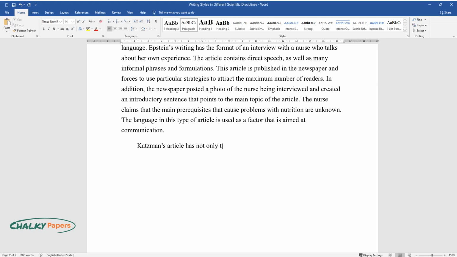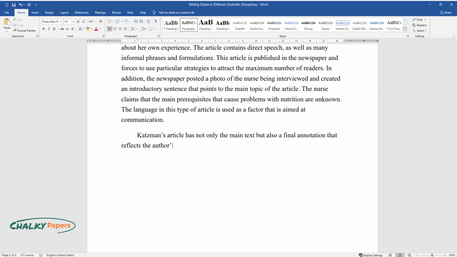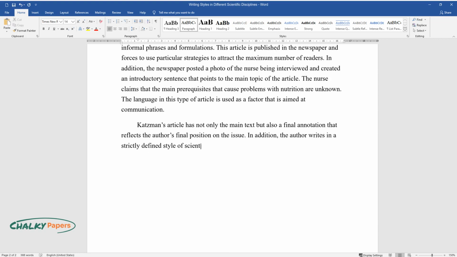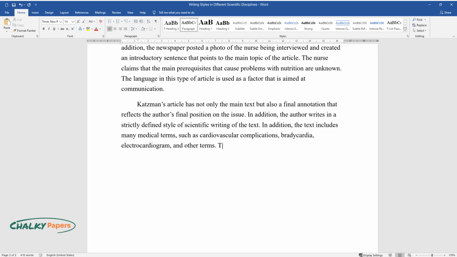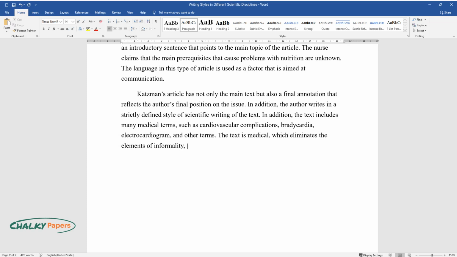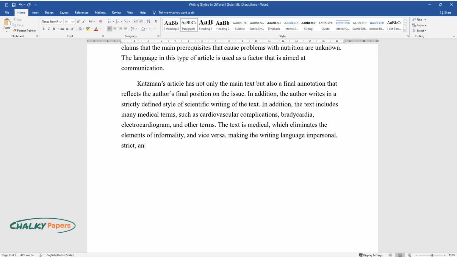Katzman's article has not only the main text but also a final annotation that reflects the author's final position on the issue. In addition, the author writes in a strictly defined style of scientific writing of the text. In addition, the text includes many medical terms, such as cardiovascular complications, bradycardia, electrocardiogram, and other terms.